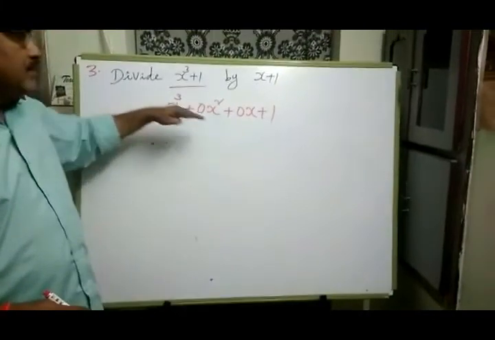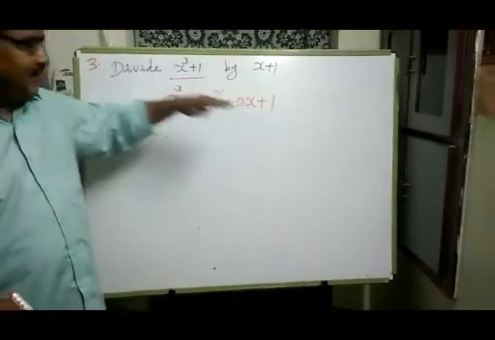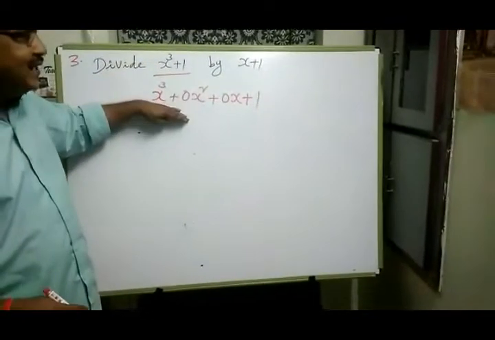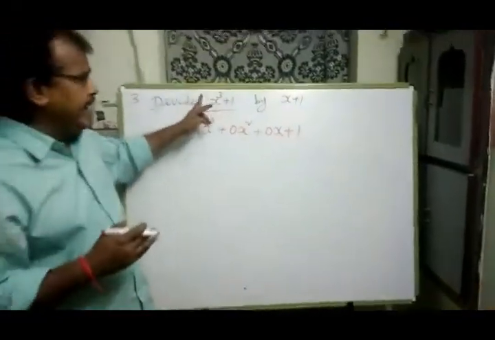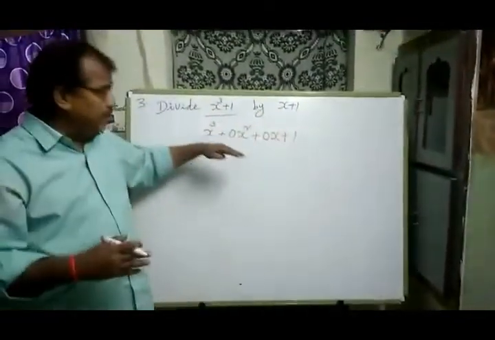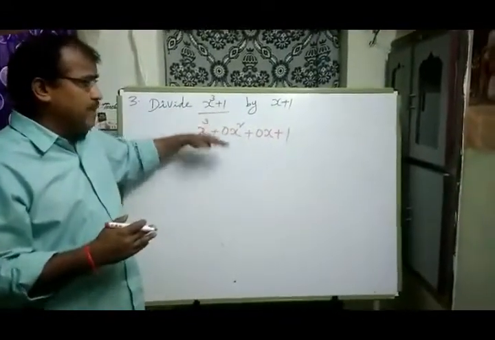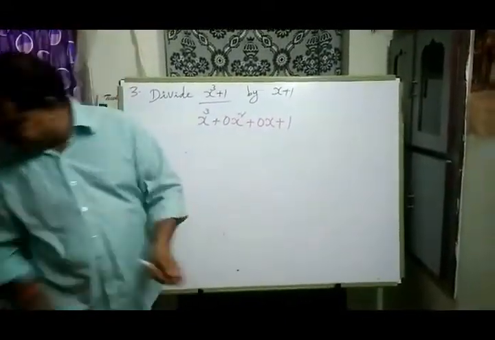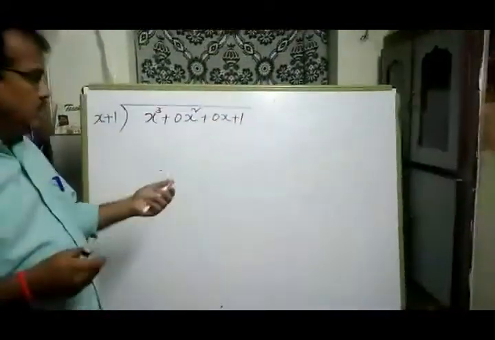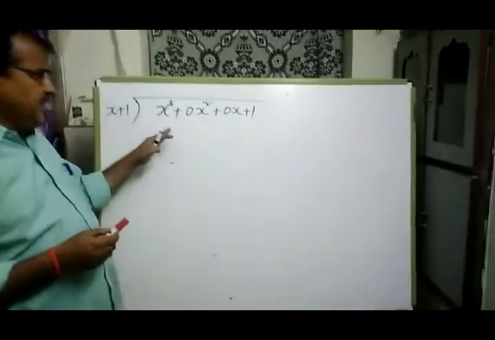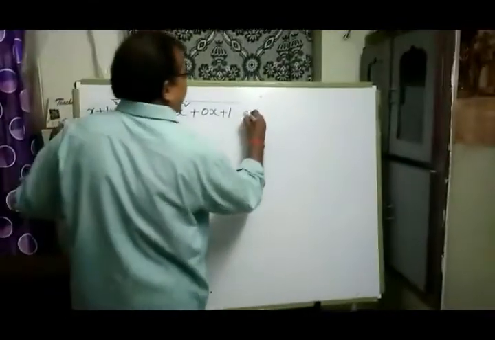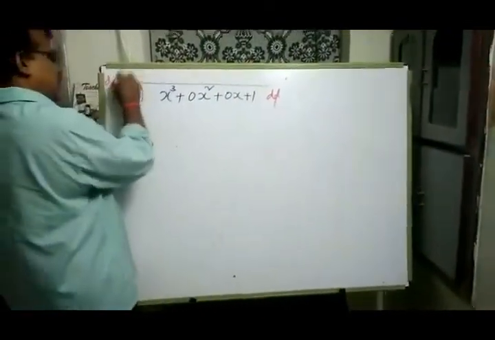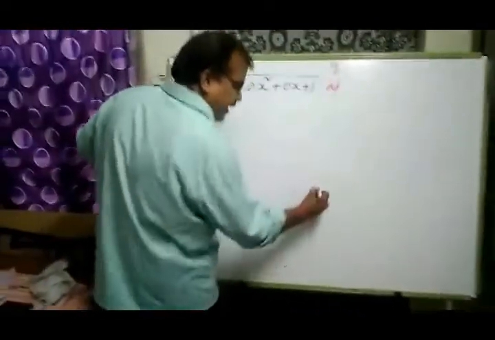This is the divisor. Dividend I wrote like this: x cube plus 0x square plus 0x plus 1. Now I am going to divide this by that. Directly also you can divide. You can divide directly x cube plus 1 by x plus 1. But this one is compatible: x cube plus 0x square plus 0x plus 1. First of all, it is in standard form already. This is dividend. This is a divisor. Now I am going to find quotient and remainder.